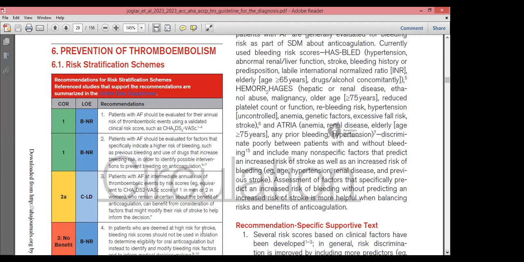Then a class 2A recommendation: patients with AF at intermediate annual risk for thromboembolic events, by a risk score of 1 in men or 2 in women. These are the intermediate people. Sorry, I didn't talk about that. Using the CHA2DS2-VASc score, you can classify their risks into 3. Low risk is when men have a score of 0 and women have a score of 1. Intermediate risk is when men have 1 and women have 2. High risk is 2 and above, in both men and women.